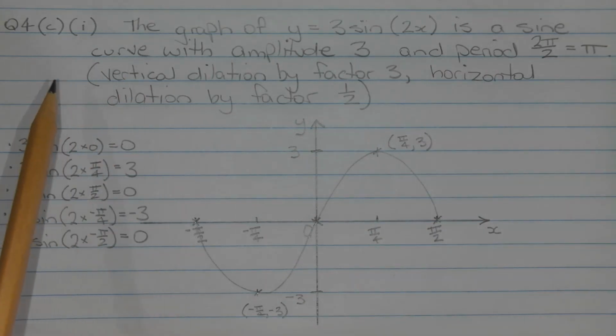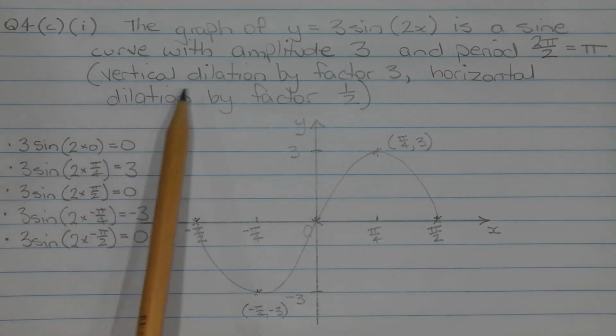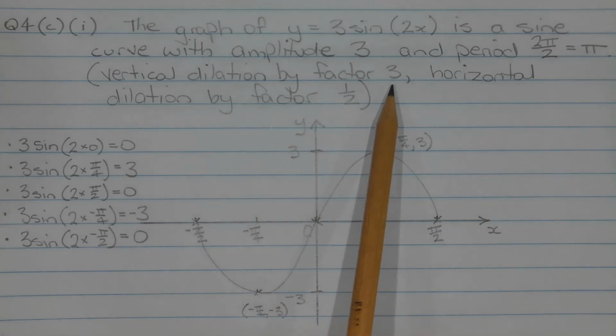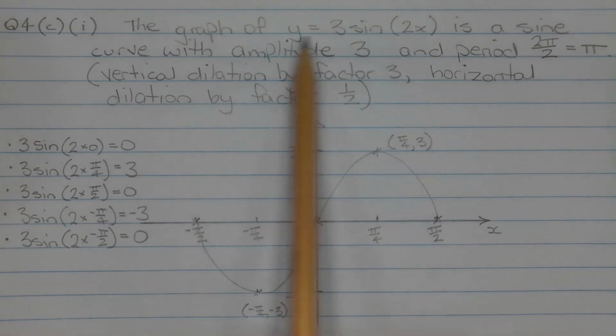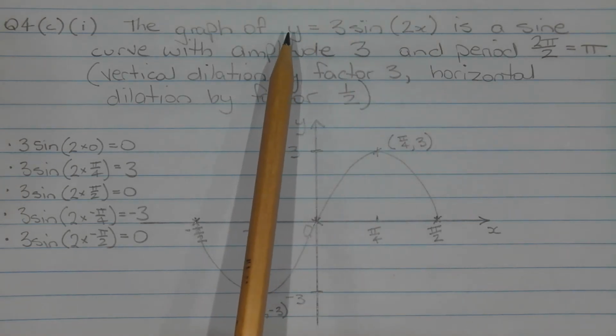In other words, the graph of y equals sine x has been vertically dilated by a factor of 3 and horizontally dilated by a factor of half. Now, some key points that the graph of y equals 3 sine 2x will pass through can be found by substituting some strategic values of x into the equation to find the corresponding values of y.